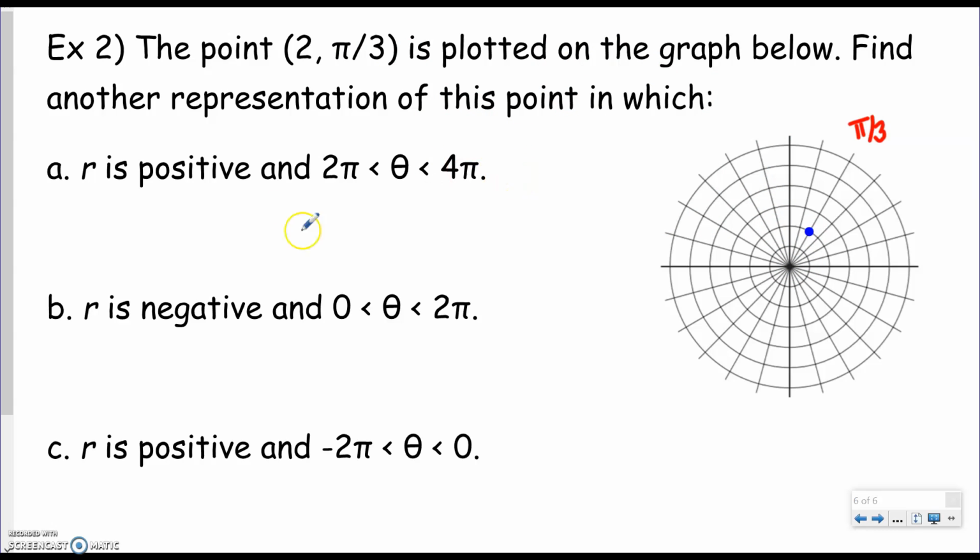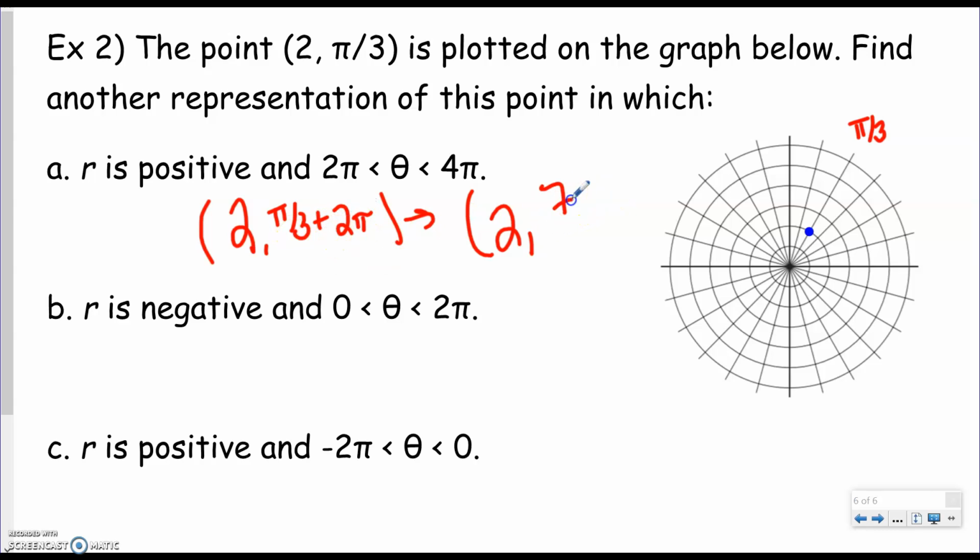If we are going to find the same point but using an angle between 2 pi and 4 pi, our r will stay the same, and we're going to do pi over 3 plus 2 pi. And then simplify that to get the point 2, and then 2 pi plus pi over 3, so this is 6 plus 1, which would be 7 pi over 3.